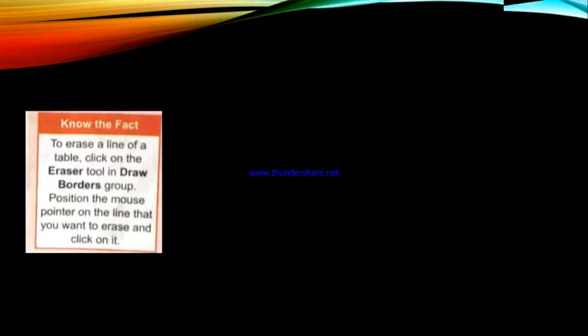In the same way, to erase a line of a table, click on the erase tool in the draw border group, position the mouse pointer on the line that you want to erase and click on it. So it will erase that particular line after you draw the border.